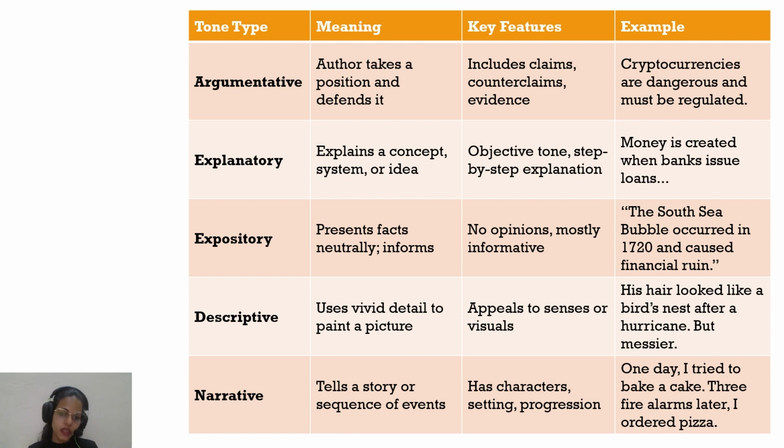Then expository. Here again, facts are presented, it's trying to inform you. These are not opinions, but information. For example, this line has been given at one point, but this doesn't mean the whole passage is expository. This line says the South Sea bubble occurred in 1720 and caused financial ruin. So just facts are presented neutrally to inform you, because the author was introducing a concept at this point. So this is not an opinion. This is just a piece of information to give you: okay, this happened in the 1720s in Britain, something of that sort.